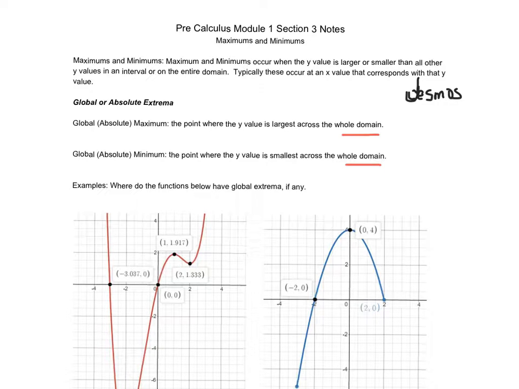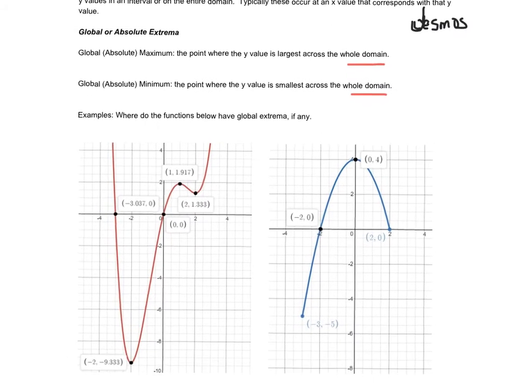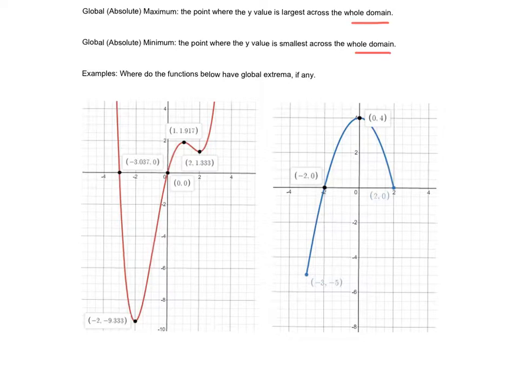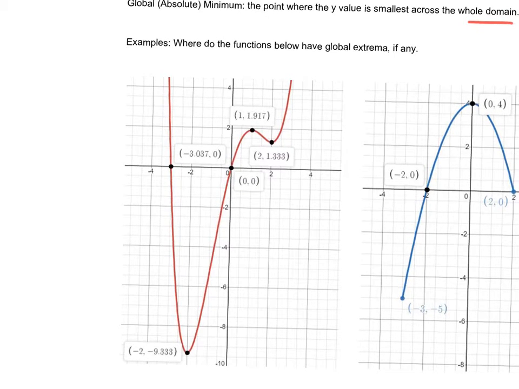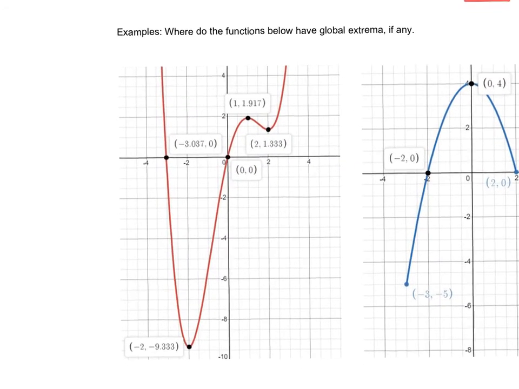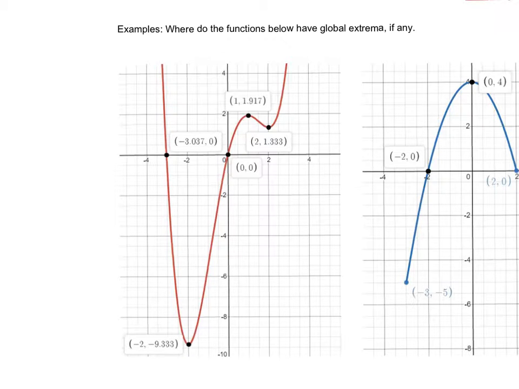If we look at our two examples here, which are just two graphs that I made, we're trying to figure out what is the highest and lowest point across the whole domain. So for this first graph, which looks like some continuous function, let's look for any global extrema. Let's first look for the global minimum, or the absolute minimum, because that one's pretty clear. The lowest y value that this function takes is negative 9.333. So it definitely has an absolute minimum.